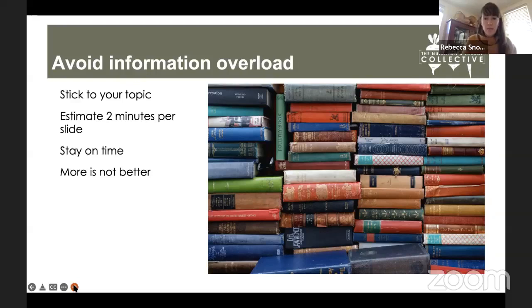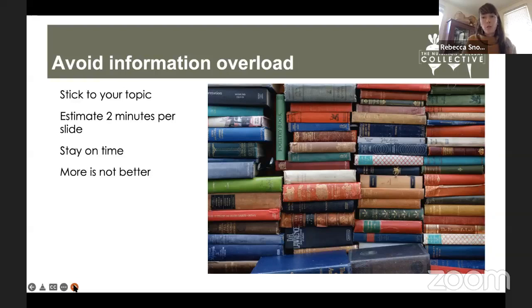Staying on time, you want to keep an eye on the time. You can always assign somebody in the audience to be a timekeeper for you. So if you're not good, you could have them give you a 15-minute warning. And then you might have to look at the remaining slides and decide which content you're going to cut out if you are not going to be able to cover it all.